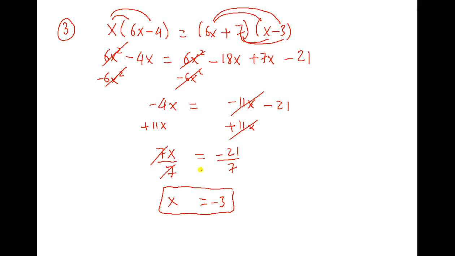If you plug in minus 3 to x here, you should end up with the left hand side and the right hand side being equal.